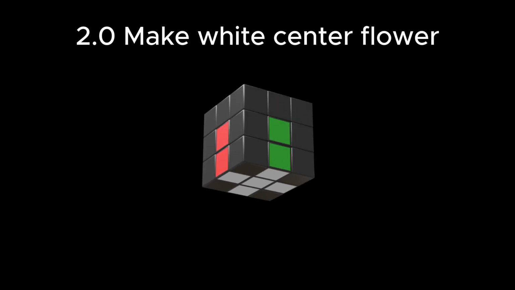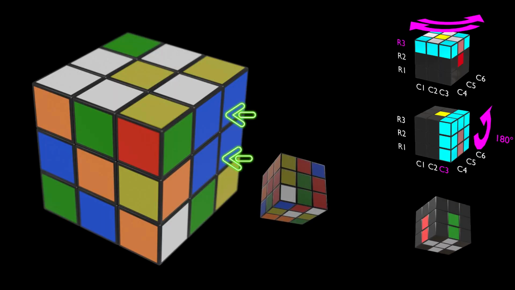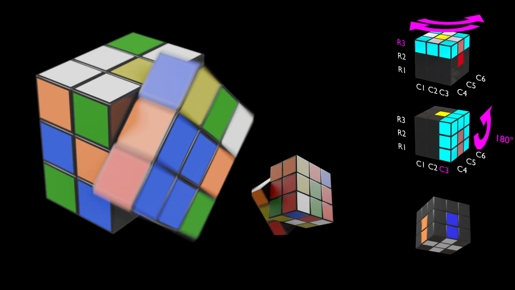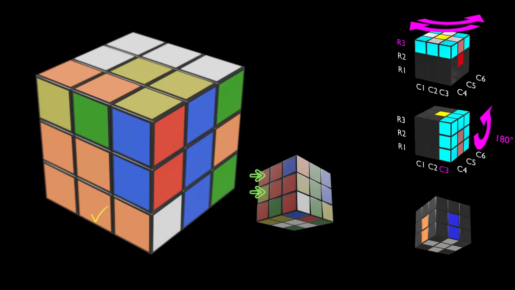Step 2. Make a flower with a white center. Rotate row 3 to match the edge color with the row 2 center color. Turn the column 180 degrees to row 1.